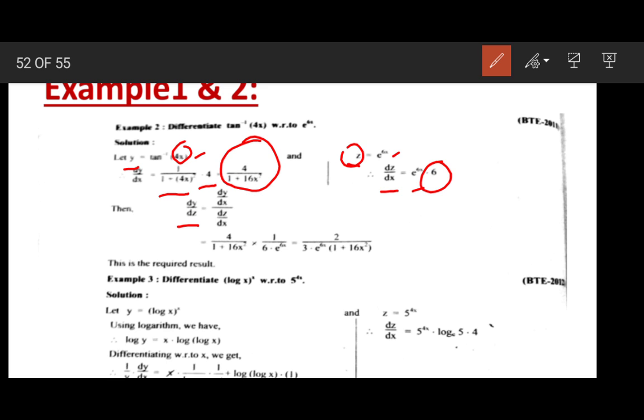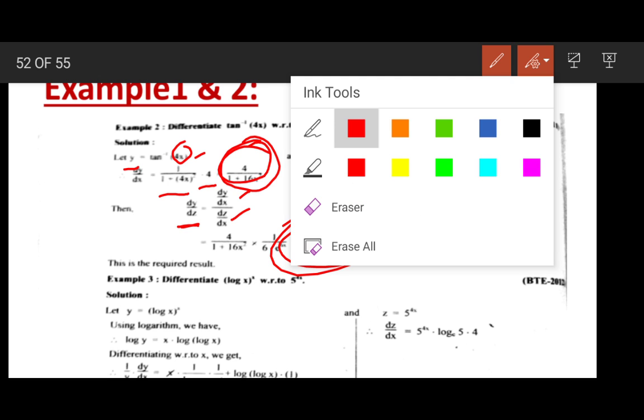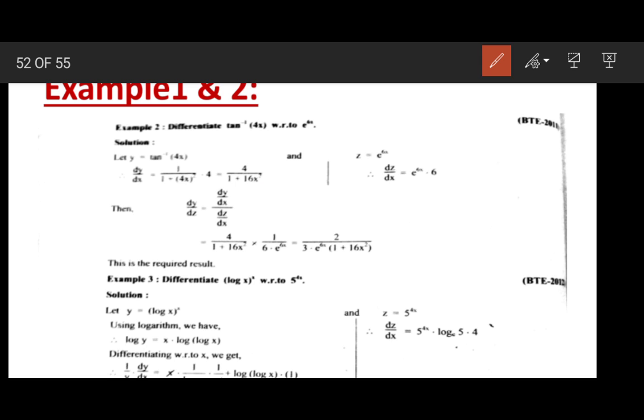So finally we are interested in dy upon dz. So dy upon dz will be dy upon dx divided by dz upon dx, and dy upon dx is 4 upon 1 plus 16x square, and dz upon dx is e raised to 6x into 6. So finally we get 2 upon 3 into e raised to 6x into 1 plus 16x square. So this is the required derivative. Now let us see one more example.